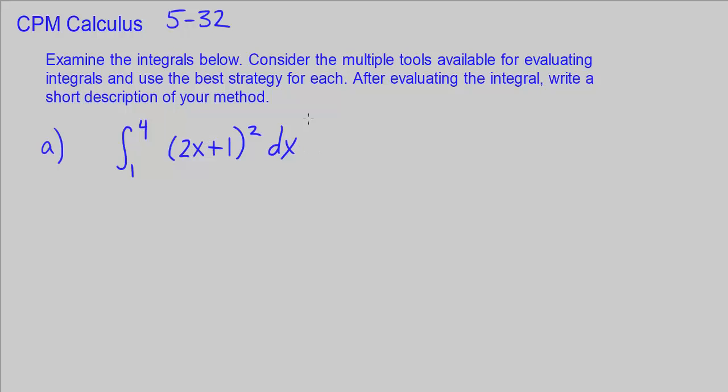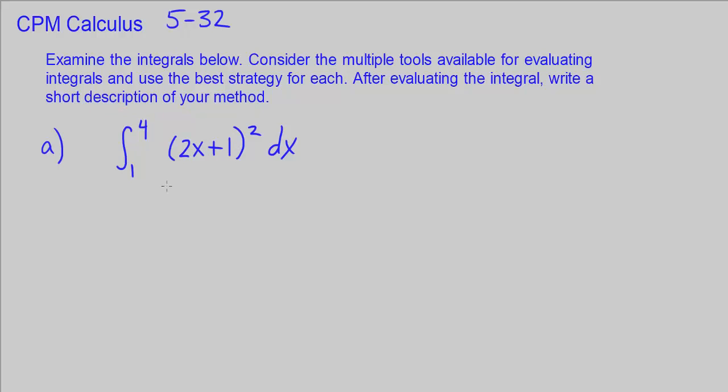This is CPM Calculus Chapter 5, number 32. We want to examine the integrals below and consider the multiple tools available for evaluating integrals and use the best strategy for each. Best strategy usually means the fastest or easiest approach, or maybe the one you like the most. After evaluating the integral, write a short description of your method.